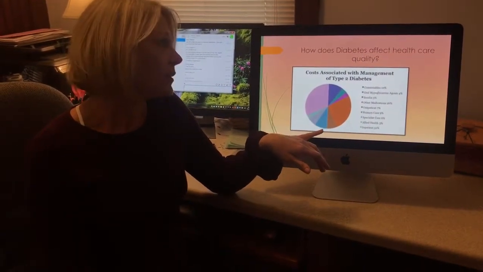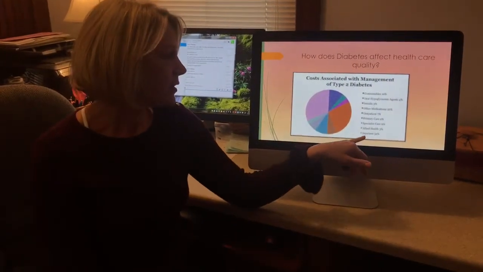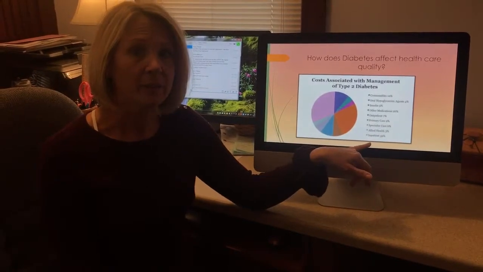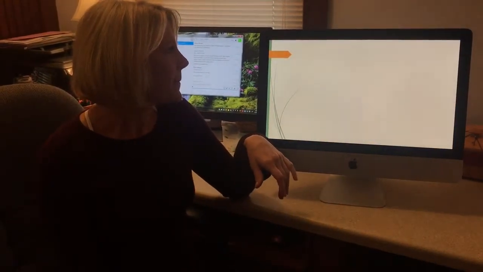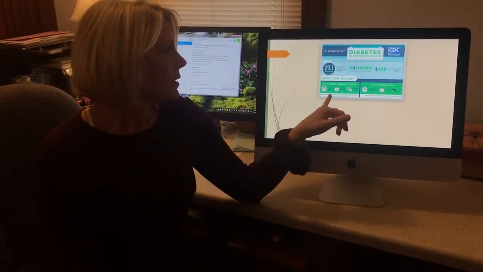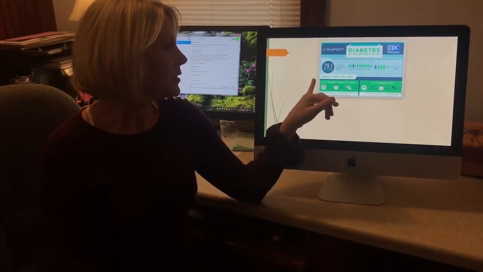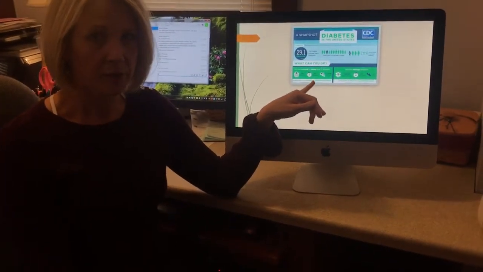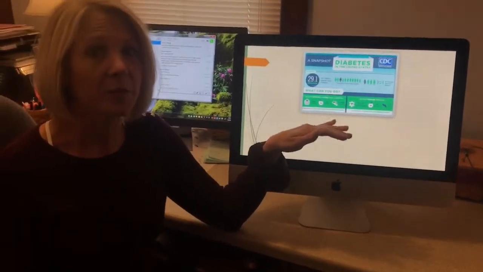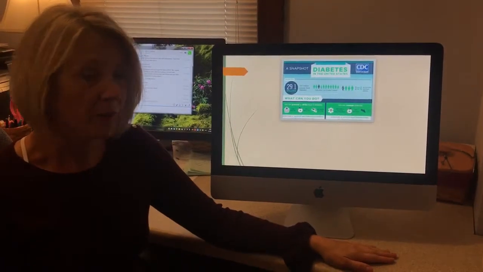How does it affect our quality of health care? We can look at the numbers in the pie graph and see just how much money is spent on diabetic care every year. Quick little statistics. I'm a numbers girl. I like my numbers. Currently, they're saying 29.1 million people have diabetes in this country. Staggering, especially considering the majority of those are type 2, which again is within our control.